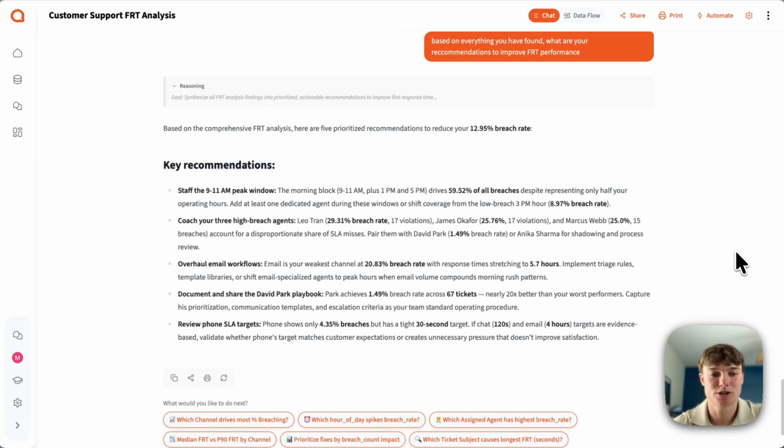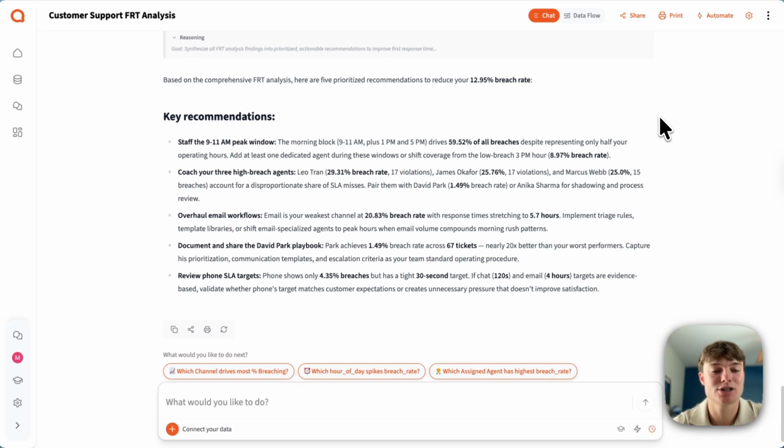So now that Query's given us recommendations, it says that we need better staffing during the 9 to 11 peak window, just because that represents 59% of all of our breaches. Coach our 3 high breach agents, what we were talking about, maybe with David Park right here saying, share the David Park playbook. That was our agent that achieved the 1% breach rate across 67 tickets, so it's still a lot of tickets, but a very low breach rate.